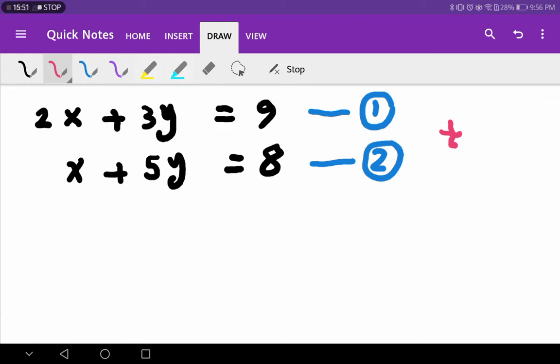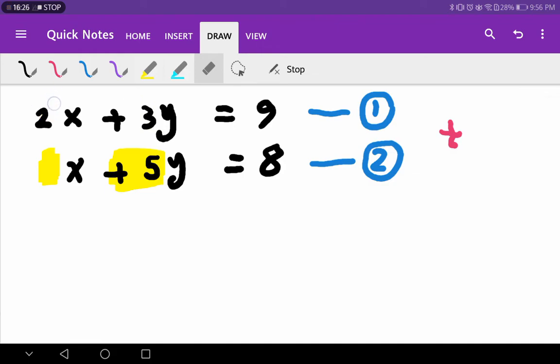But to eliminate one variable, I have to make sure that one of the variables has the same coefficient and different sign. But look here, the x has 2 here and 1 here, so they are different. It will not eliminate. And the y has 5 in the second one and 3 in the first equation, so I cannot add directly in this case. So what do we have to do, teacher?